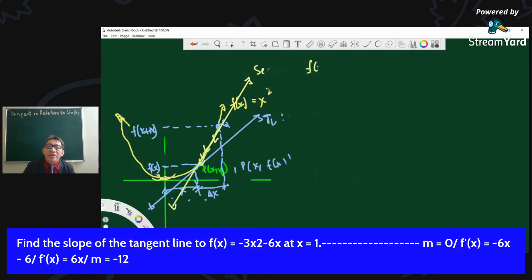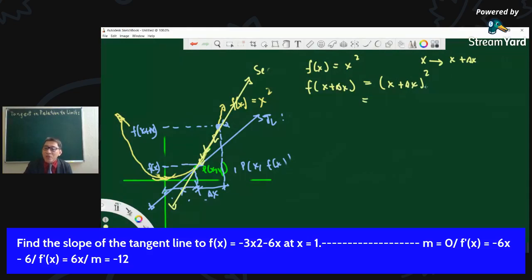Let's recall our given. What is f of x? f of x is equal to x squared. So what is now the function of x plus delta x? That means you need to assign x plus delta x to x. So this is what you're going to do: replace x. The x becomes x plus delta x. So plug this in: x plus delta x, squared.